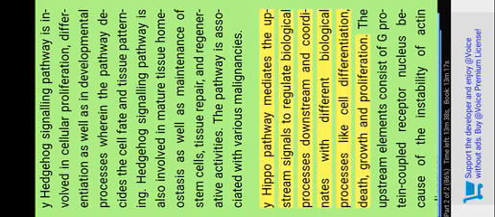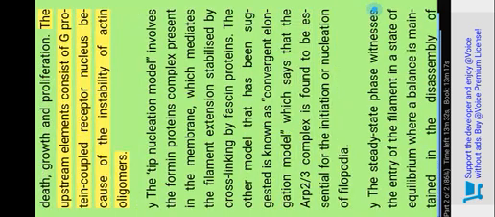Why Hippo pathway mediates the upstream signals to regulate biological processes downstream and coordinates with different biological processes like cell differentiation, death, growth, and proliferation. The upstream elements consist of G-protein coupled receptor nucleus because of the instability of actin oligomers.